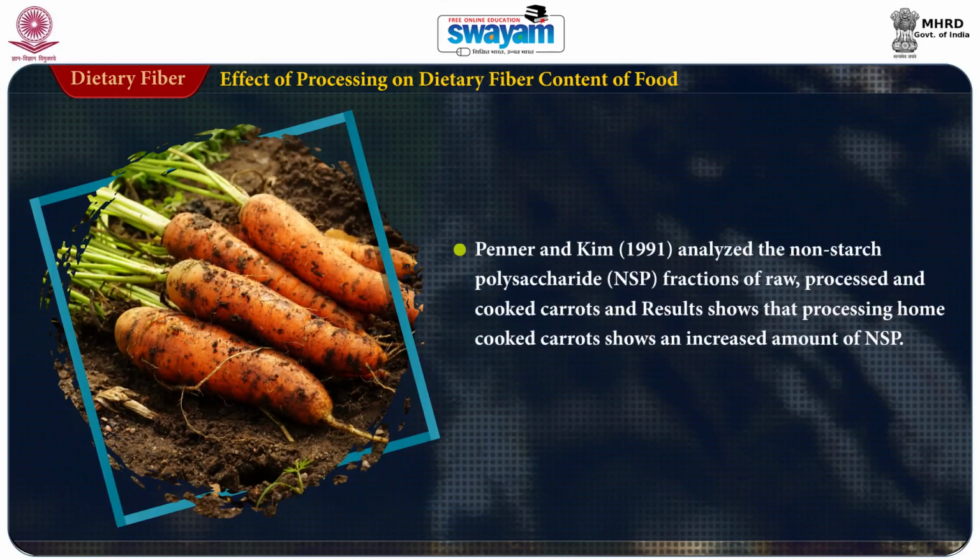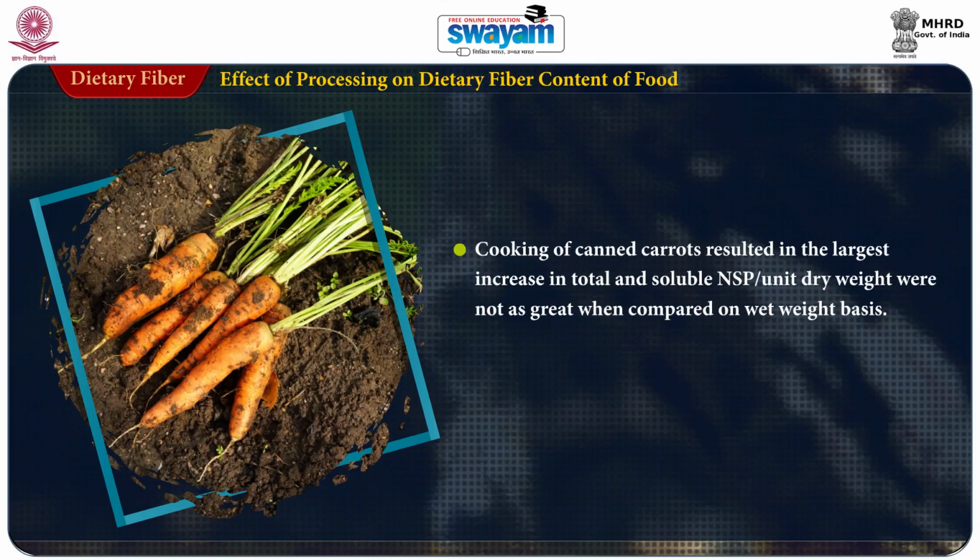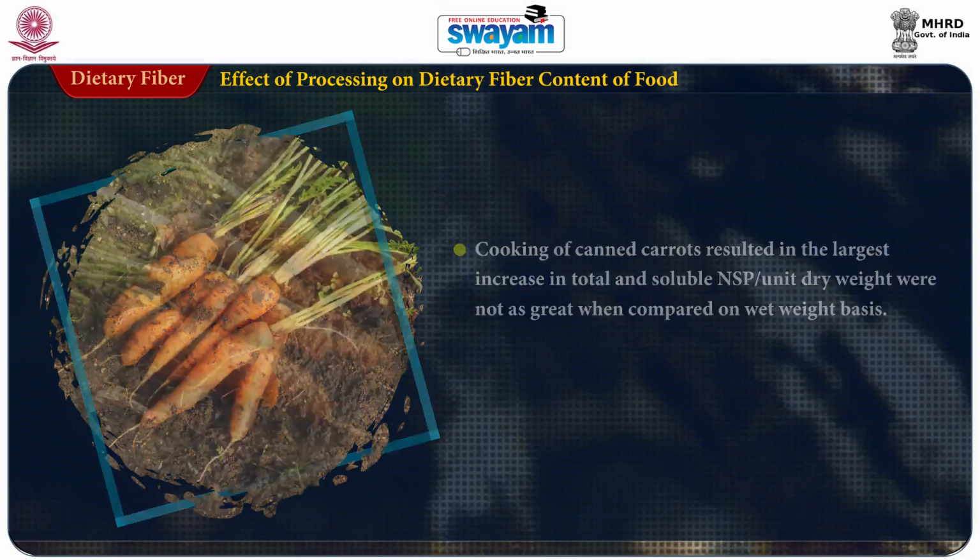Penner and Kim in 1991 analyzed the non-starch polysaccharide fraction of raw, processed and cooked carrots. Results show that processing and home cooking of raw carrots showed an increased amount of non-starch polysaccharide units per dry weight. And cooking of canned carrots resulted in a large increase in total and soluble non-starch polysaccharide units. Differences were not as great when compared on a fresh weight basis.